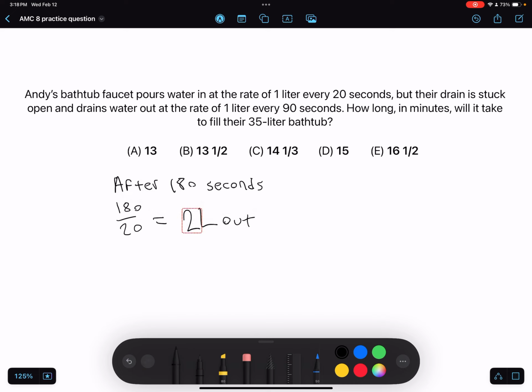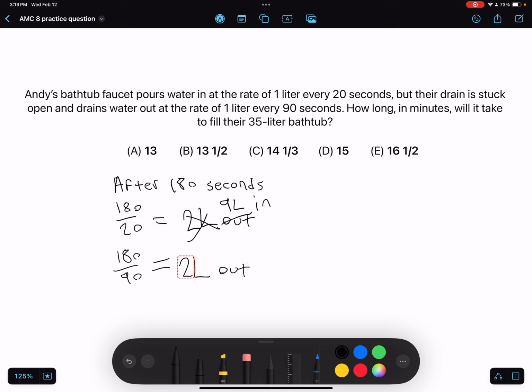Then we need to figure out how much water is going to go out of the bathtub. It's the same exact procedure, 1 liter every 90 seconds. Every 90 seconds, 1 liter has gone out of the bathtub. So we do 180 divided by 90, which gives us 2 liters out. So 180 divided by 20 gives us 9 liters into the bathtub, and 180 divided by 90 gives us 2 liters out of the bathtub.